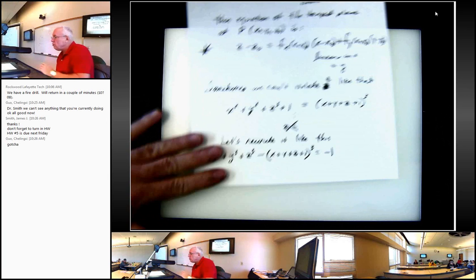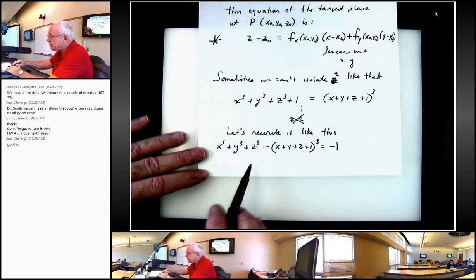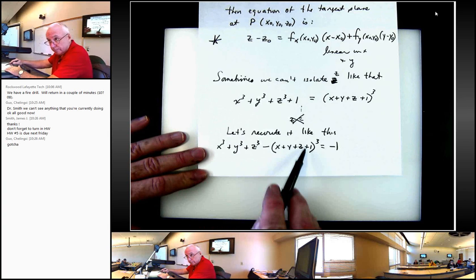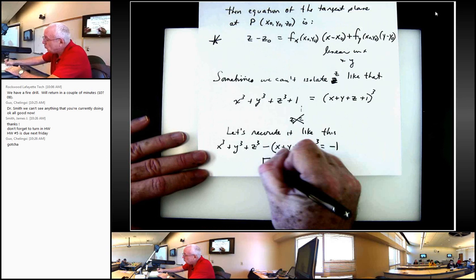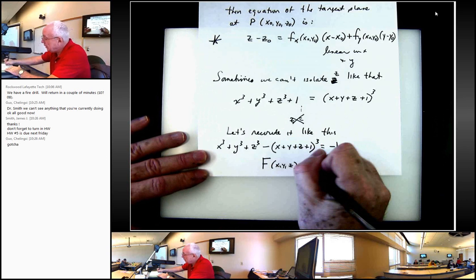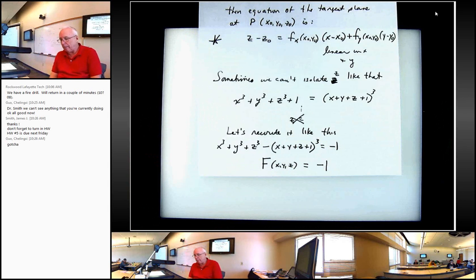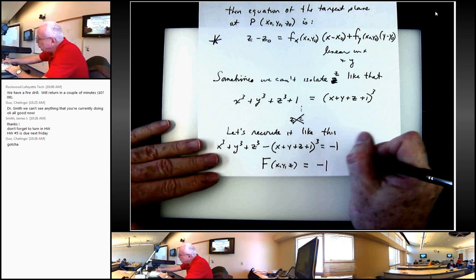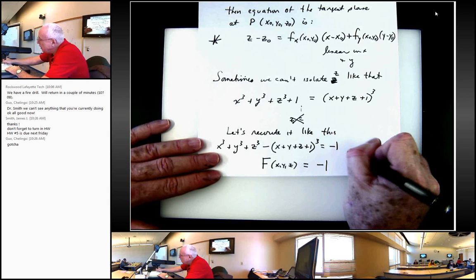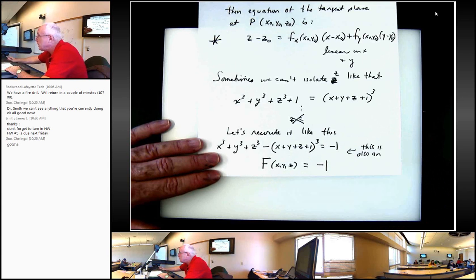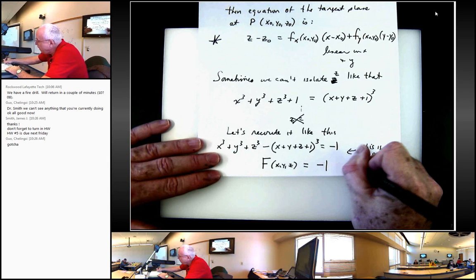Okay. So notice what we have here on the left side. We have a function that has the variables x, y, and z. So I can write this as some capital F of x, y, and z equal to -1. All right. That is also an equation. This is also an equation of that surface that I put up on the screen, of our surface.